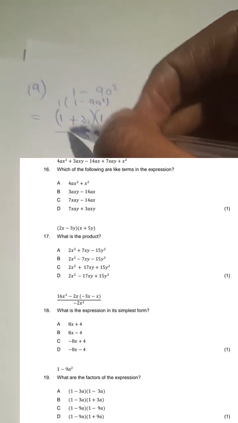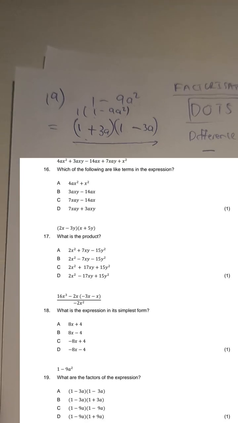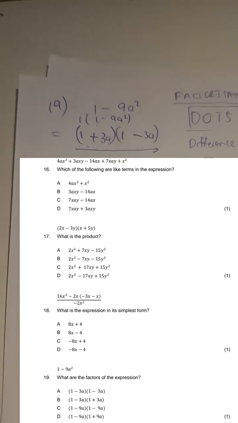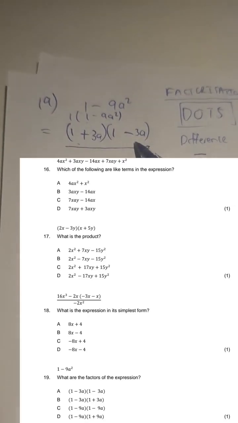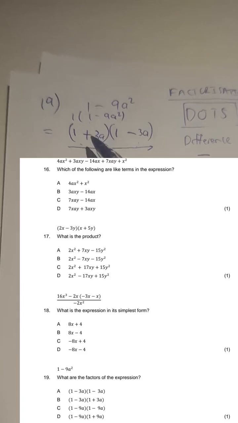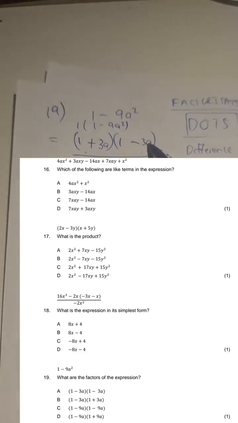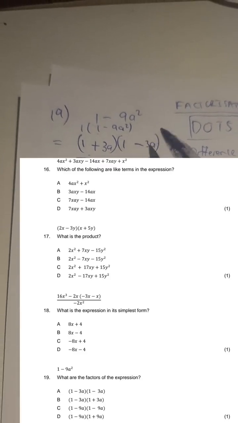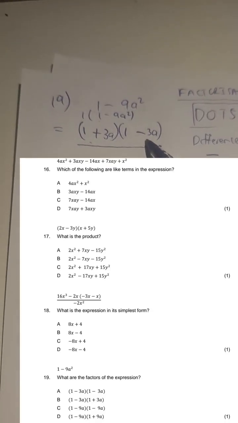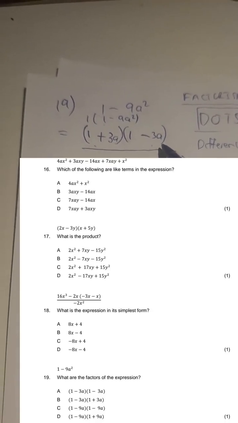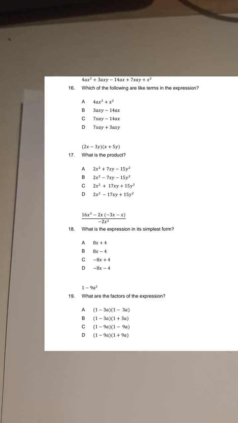Can I factorize these two brackets independently any further? No, that's where it ends. So my answer is 1 plus 3a into 1 minus 3a. You must always check, guys, that after you factorize, is there further factorization that should still be done? If not, then it means you end right there. But if there's still factorization that can be done, you continue factorizing. But here, that is our answer.